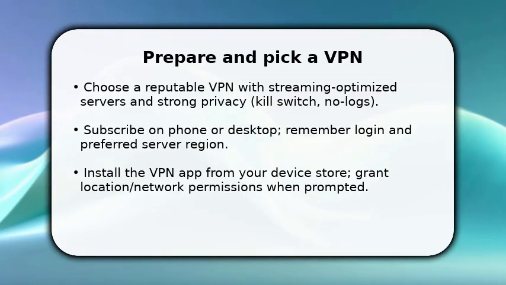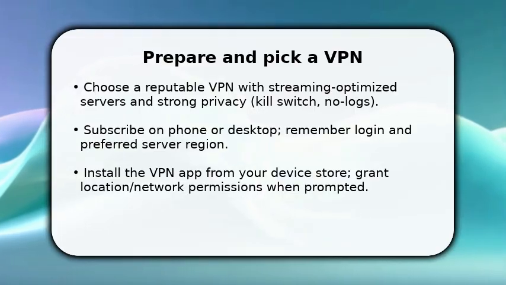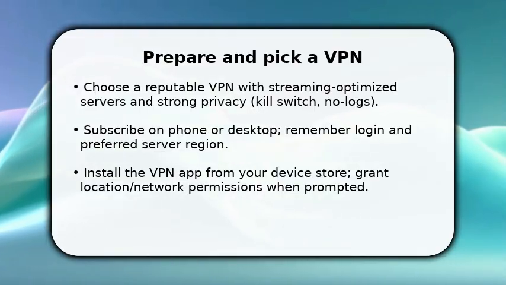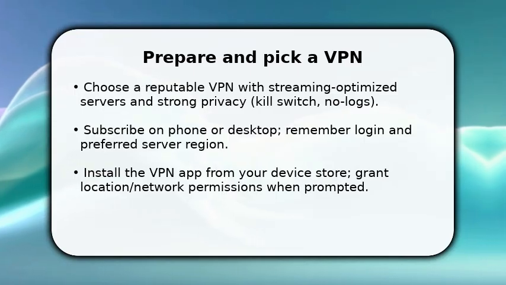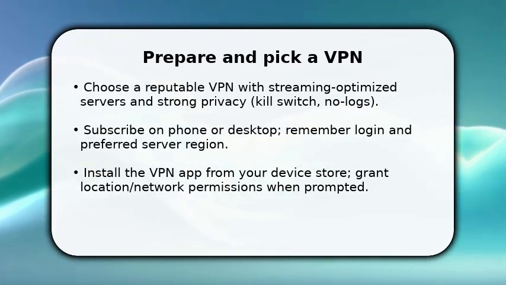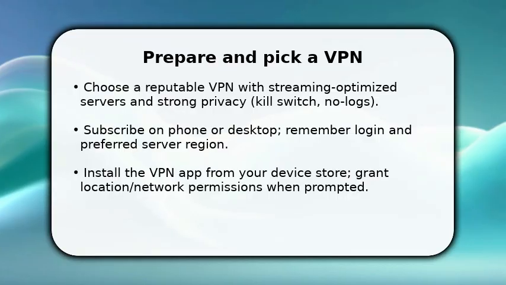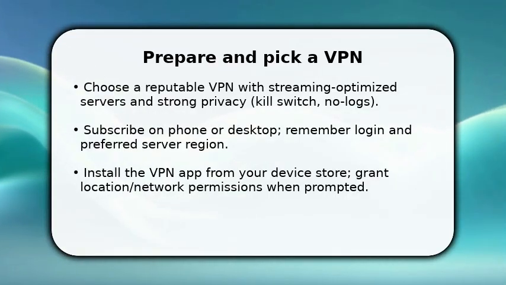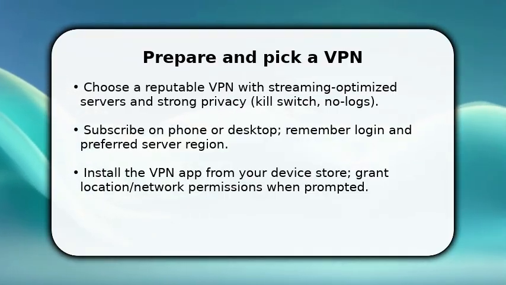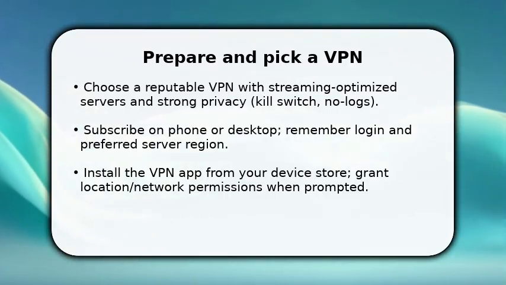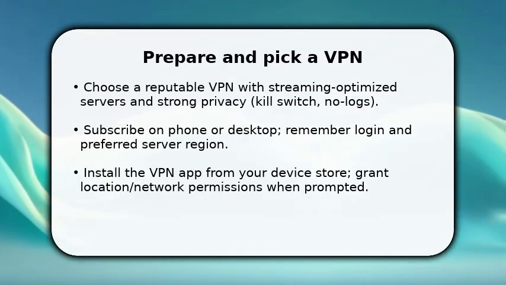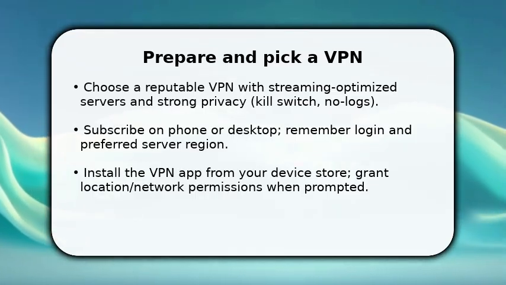You start by choosing a streaming-friendly VPN so Netflix sees a supported IP. This reduces errors. Once chosen, subscribe and save your credentials because you'll need them right away. Install the app from the Play Store or App Store. Allow required permissions so the app can create a secure tunnel. Make sure location services aren't blocking the connection. This first step gets your phone ready and ensures the VPN can route traffic to the region you want.